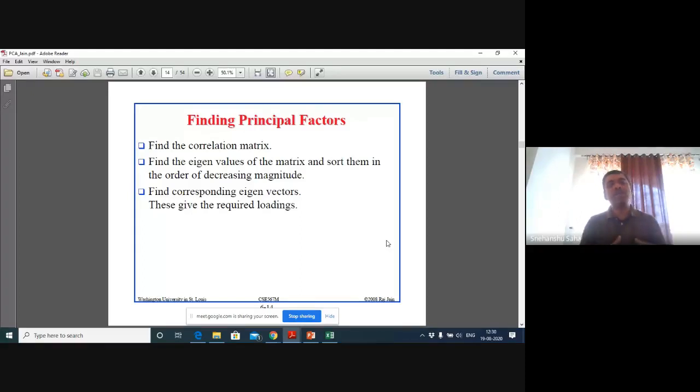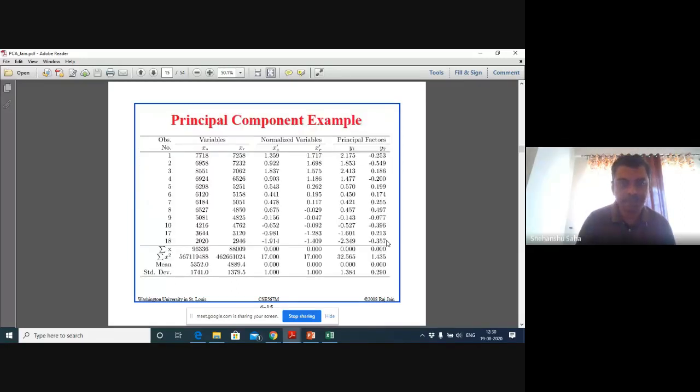Once you formulate a correlation matrix, you could compute the eigenvalues of the matrix and sort them in ascending order. For each one of these eigenvalues, you can compute the corresponding eigenvectors. And these eigenvectors are supposed to give you the required loadings corresponding to each one of these principal factors. Okay, now, this is the data that we have. We have the variables represented as XS and XR. XS denotes the number of packets sent, and XR denotes the number of packets received.